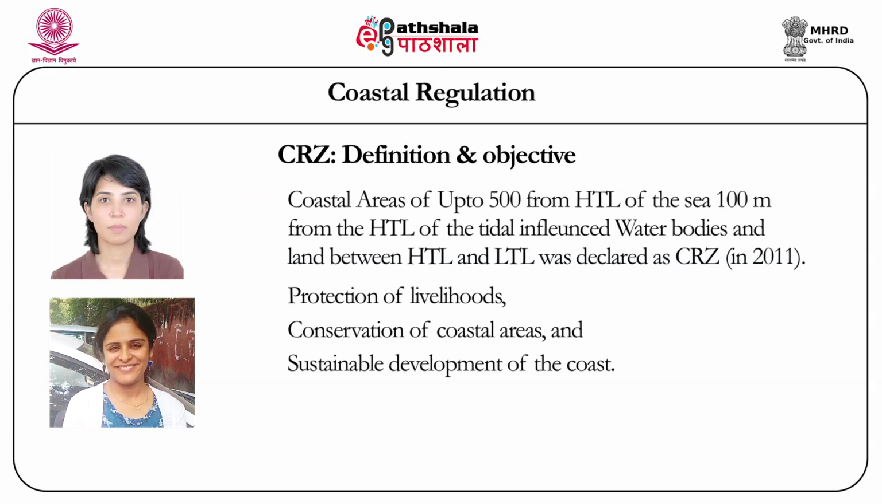Before we look at the regulations and restrictions that the notification lays out, let us see how the notification defines the coastal regulation zone. For this, first we need to understand high tide line, that is HTL, and low tide line, LTL. High tide line is the line or land up to which the highest water line reaches during the springtime. Coastal Regulation Zone, as defined in the CRZ Notification 2011, is the coastal area up to 500 meter from the high tide line on the landward side of the sea and the area between the HTL and the LTL.